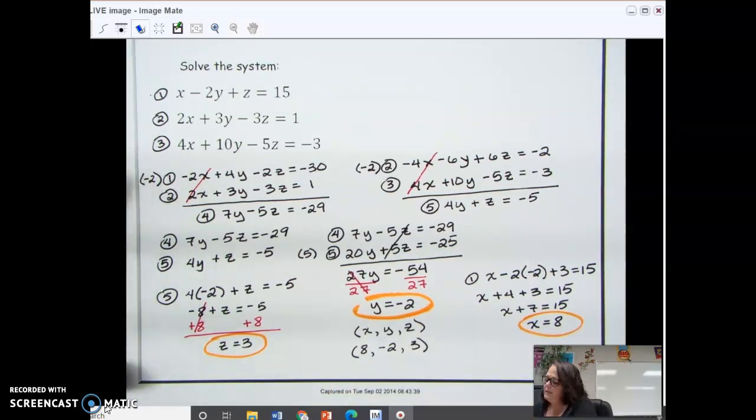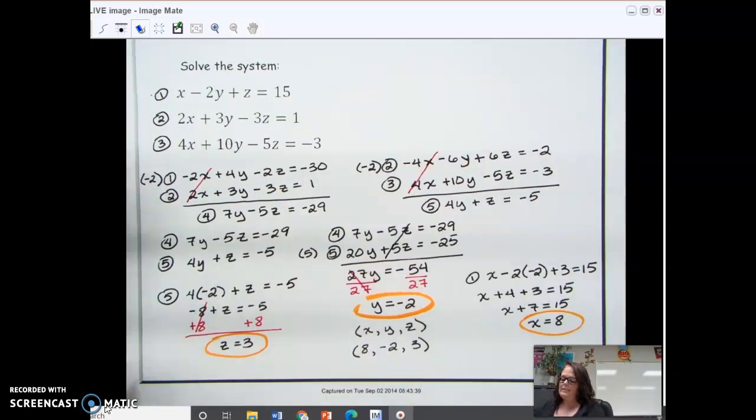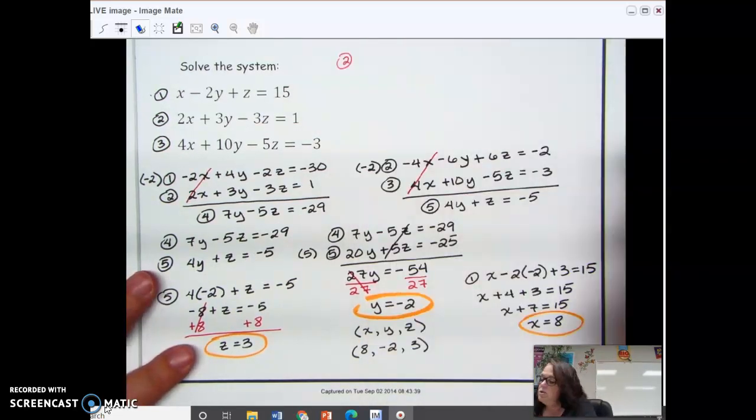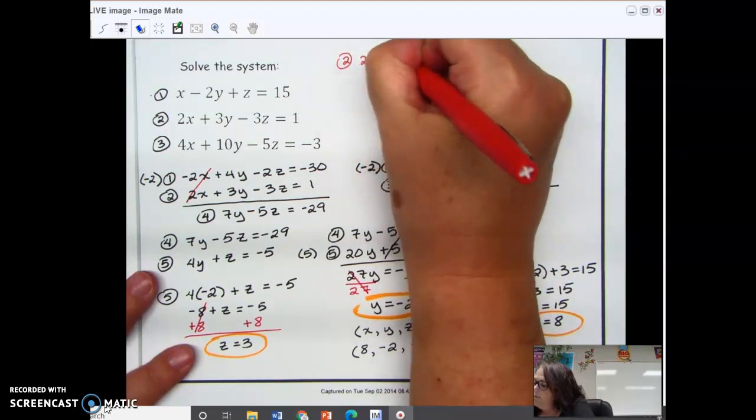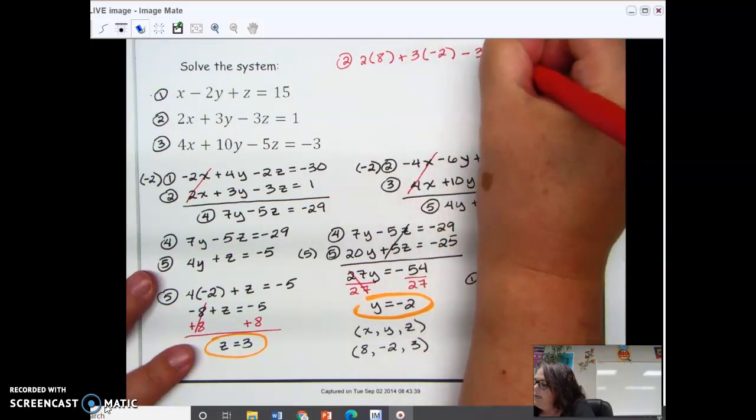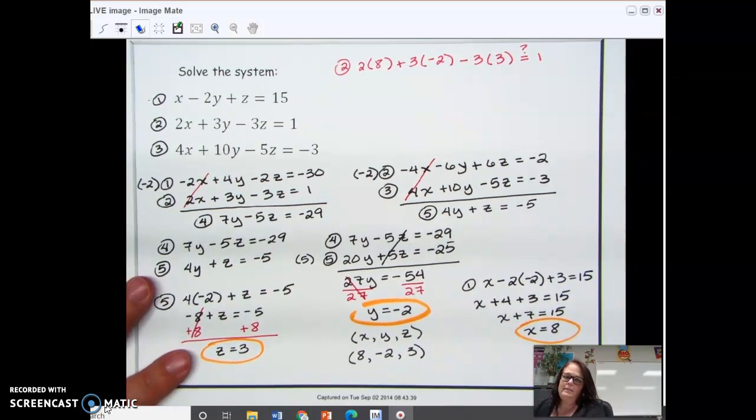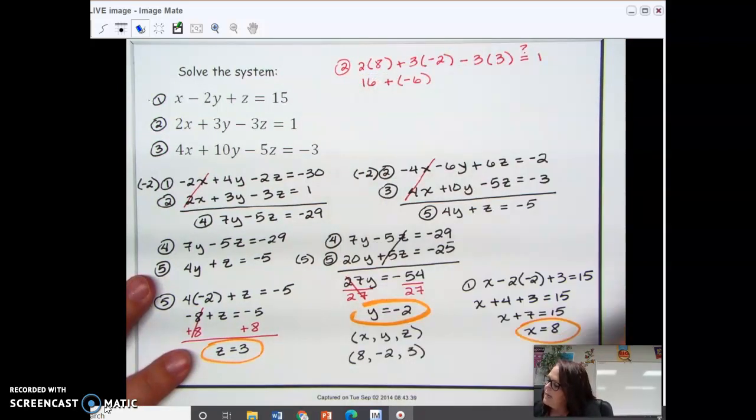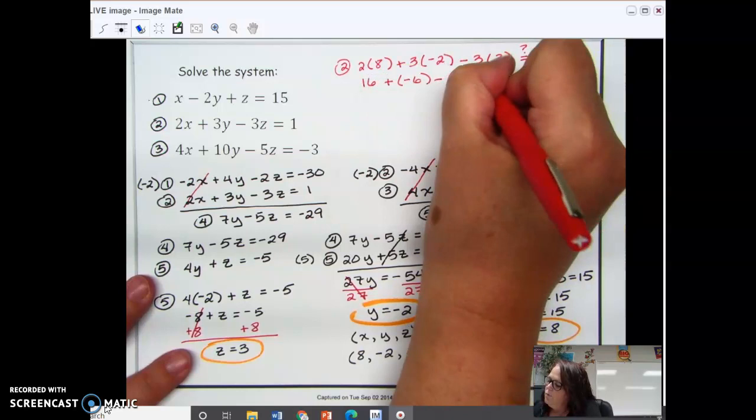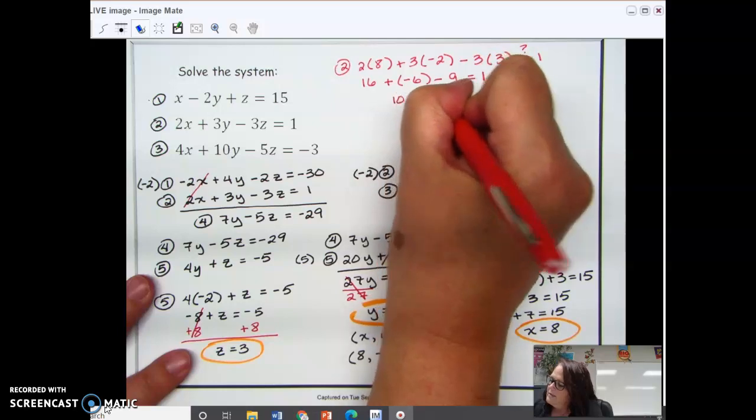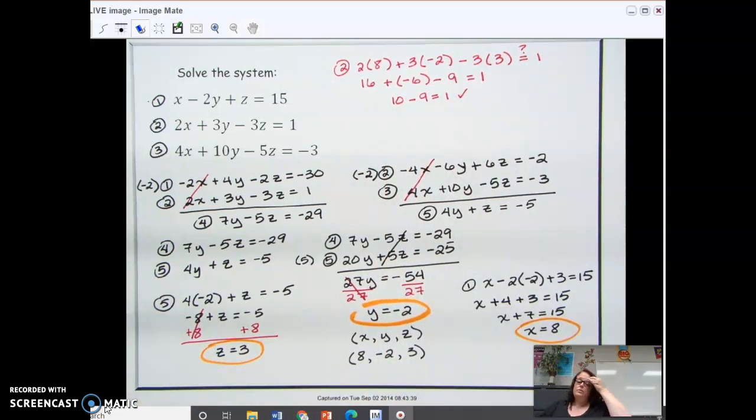And then just to show that I did it right, we know that it works for equation number 1. So let's pick one of these 2 equations and see if we could check our answers. So I'm going to pick equation number 2 just because they have smaller numbers. So I'm going to say 2 times my x value of 8 plus 3 times my y value of -2 minus 3 times my z value of 3. And I want to see, do I get 1 as my answer? So I've got 16 plus -6, and then I get -9 equal to 1. So 16 plus -6 makes 10, and 10 minus 9 does equal 1. And so it does work for equation number 2.